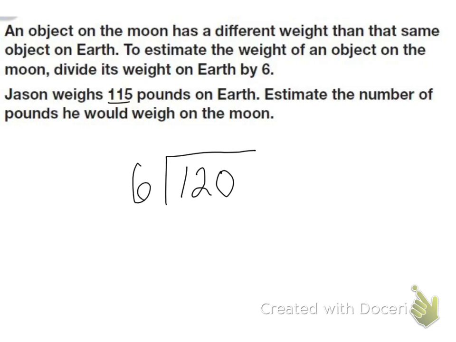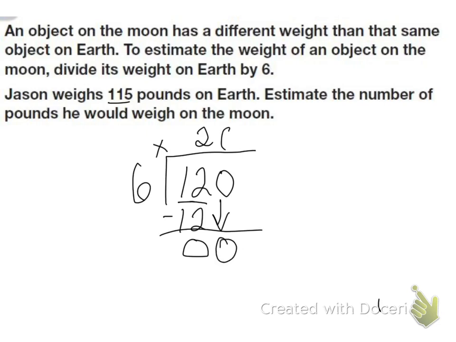So 6 can't go into 1, so we go 6 into 12. 12 divided by 6 is 2. 6 times 2 is 12. Subtract, I get a 0, and I bring down the next 0. 6 can go into 0 only 0 times, and then 6 times 0 is 0, and we subtract, and I end up with 0. So my answer is that he weighs about 20 pounds on the moon. LBS is the abbreviation for pounds, just by the way.